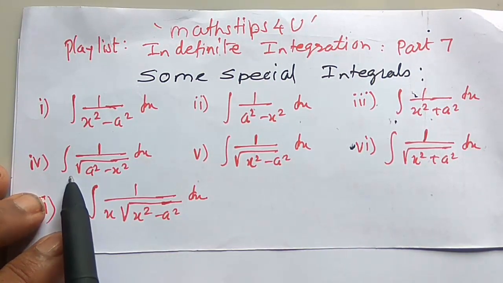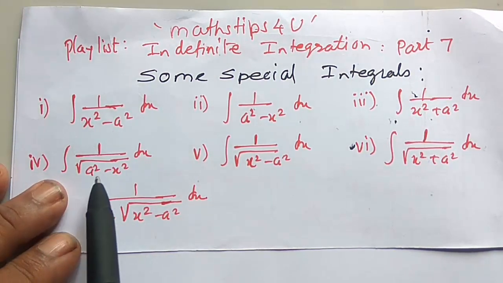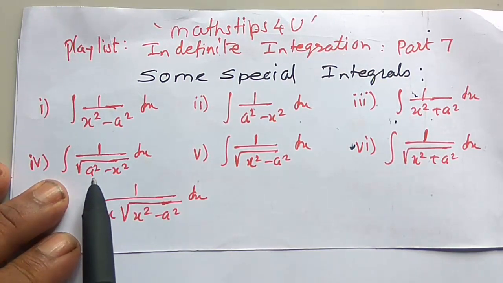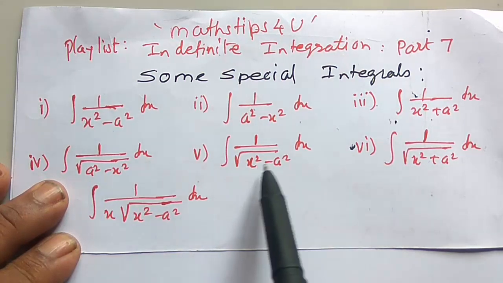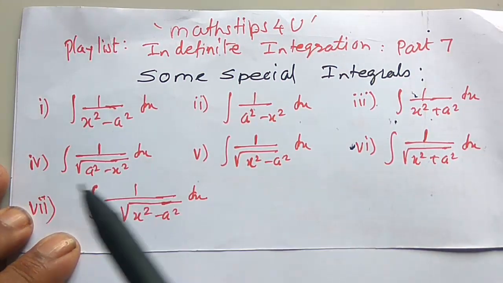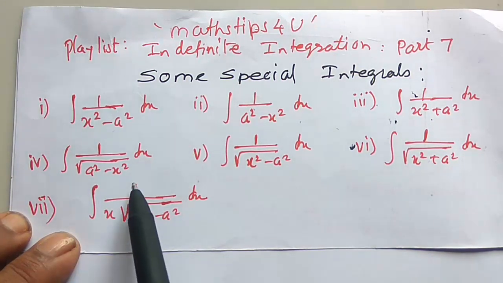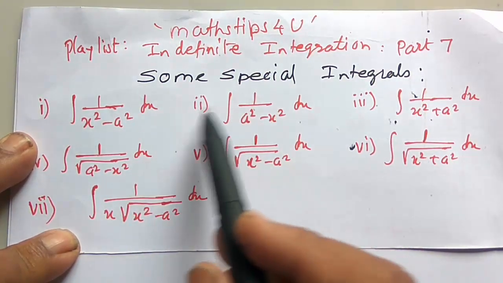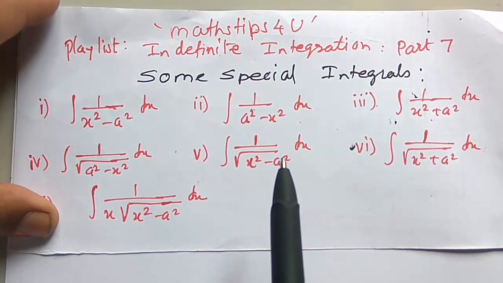In the next examples, the denominator contains an under root quantity of x square minus a square, or a square minus x square, or x square plus a square. And in the last, that is the 7th, there is integration of 1 upon x under root of x square minus a square. These are called some special integrals. Now I will solve them one by one.